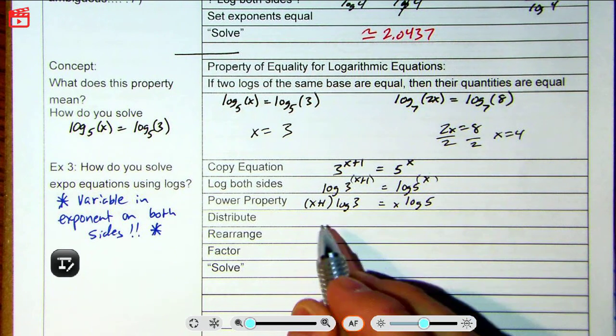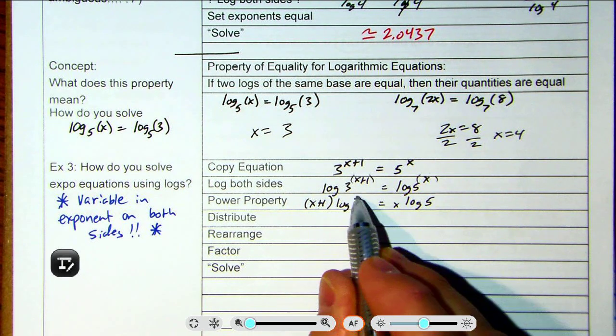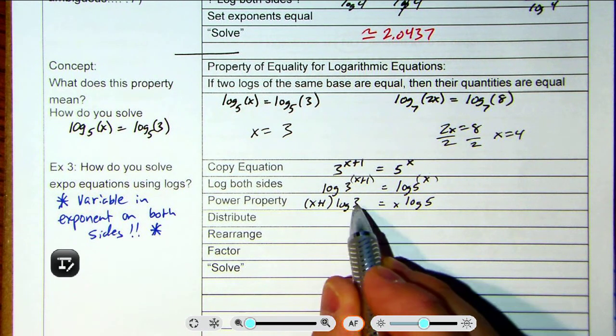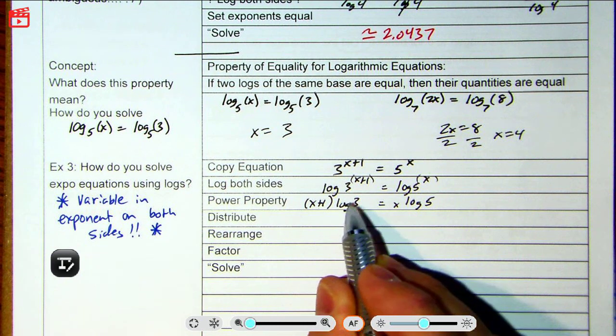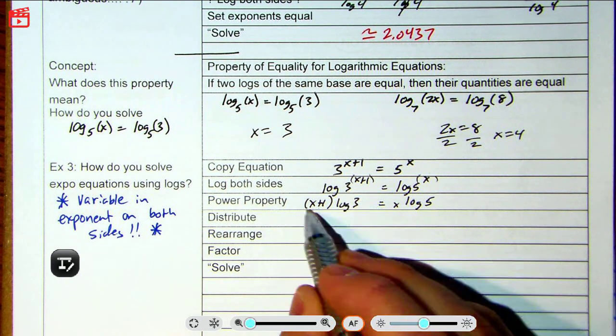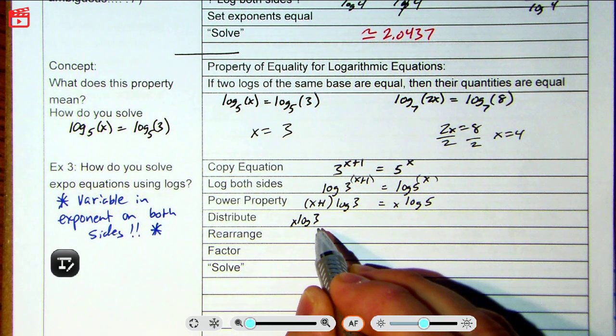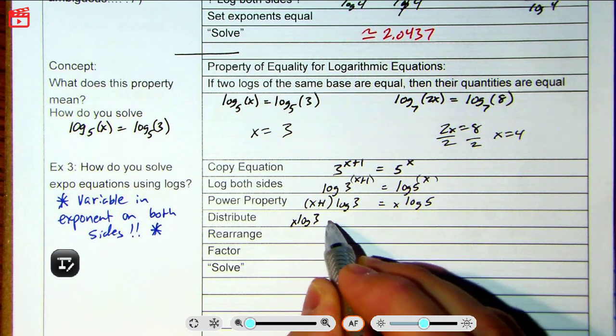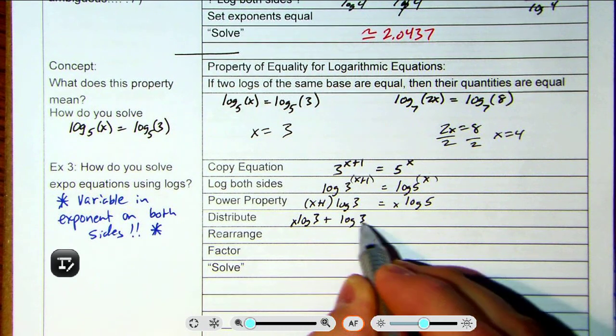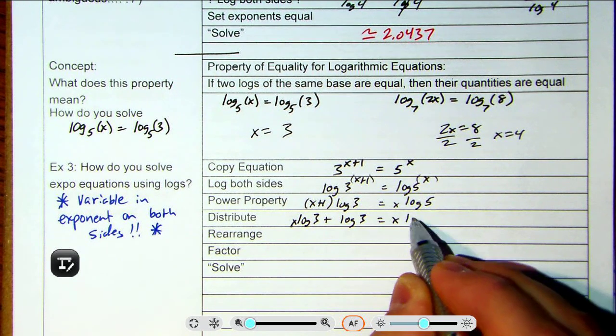Now this is a quantity, x plus 1. Log of 3 is just a number, like 5 or 6 or something like that. So you have to distribute. X times log of 3 is just x log 3. And then 1 times log of 3 is just plus log 3. Over here we rewrite the x log 5.